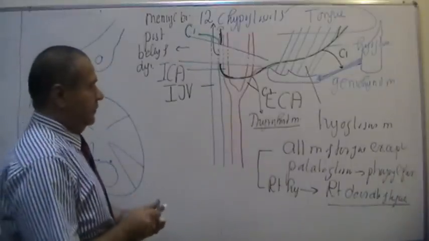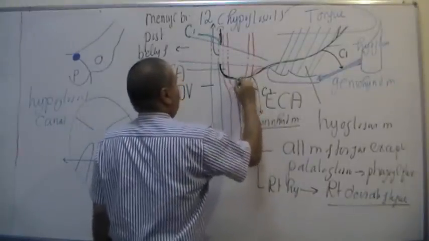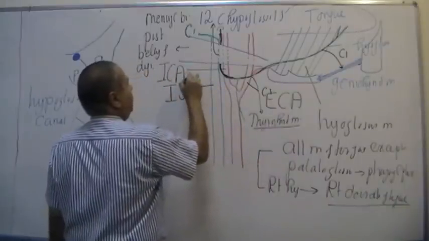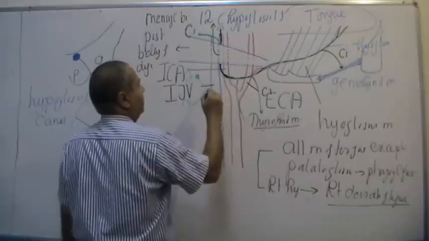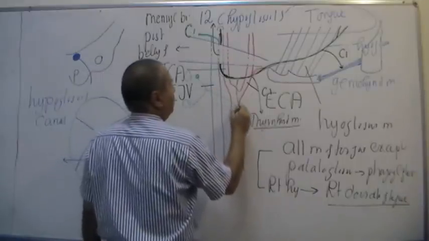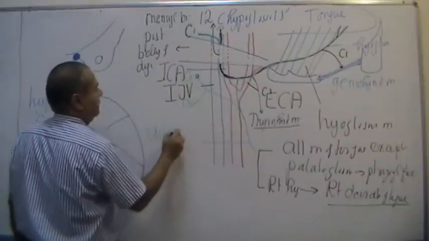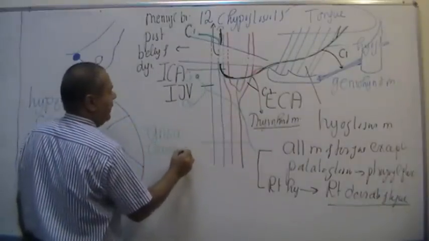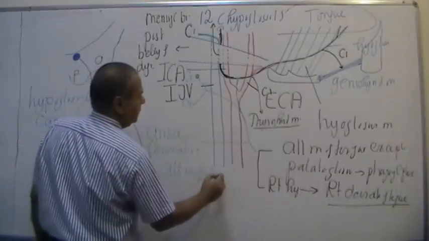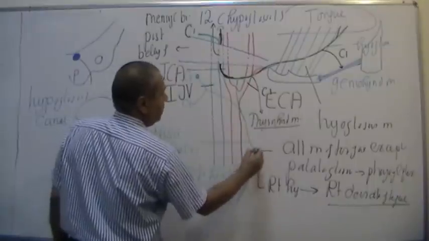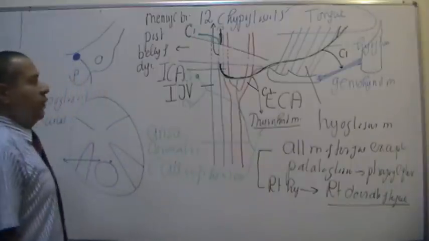It also gives the descending hypoglossi, which unites with branches from cervical 2 and cervical 3 to make the descending cervicalis. And the descending cervicalis unites with the descending hypoglossi to form the ansa cervicalis. Ansa cervicalis supplies all the infrahyoid muscles except one muscle, the thyrohyoid, which is supplied by a separate branch from cervical 1 of the hypoglossal nerve.